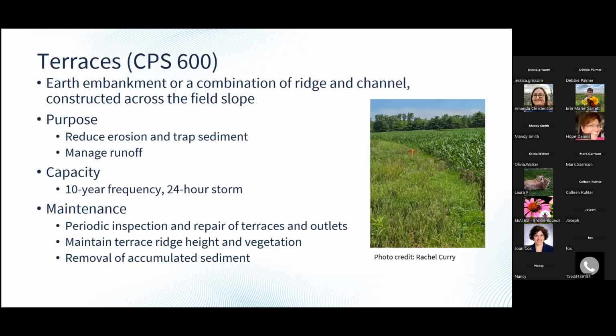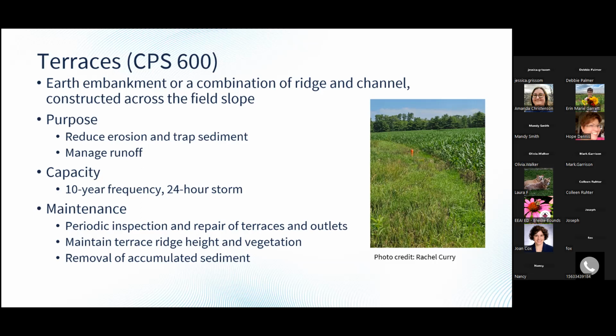Terraces are Conservation Practice Standard, or CPS 600, and it was updated in December of 2022. Now, again, it's an earth embankment or a ridge and channel that's constructed across the field slope. I'm just going to reiterate that because it makes a difference. The purpose of a terrace is to reduce erosion and trap sediment while managing runoff. And the size of the earth embankment or the ridge has to be big enough to catch enough of the runoff from a 10-year frequency 24-hour storm.